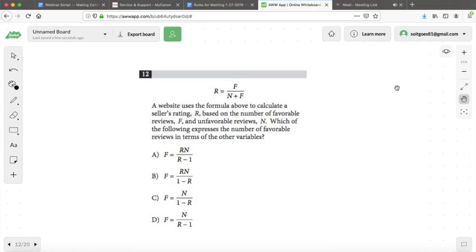Simon, what are we solving for here in this question? We're solving for F. Yeah, that's a good way to express it, right? Because they're asking for the number of favorable reviews, which is F, in terms of the other variables. That's kind of code word on the SAT when they say which of the following expresses this in terms of everything else. That's kind of a fancy way of saying isolate that first term. In this case, isolate F. And if you look at the answer choices, everybody, notice all the answer choices have an F on the left-hand side and everything else on the other side of the equation. Does that make sense, Simon? Yes. All right, we're just isolating F.